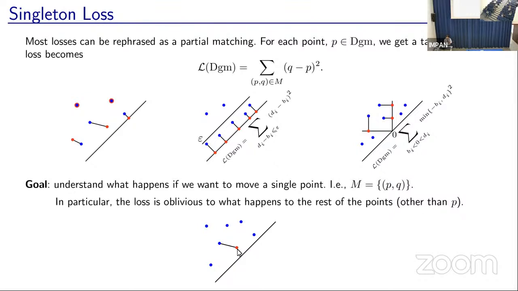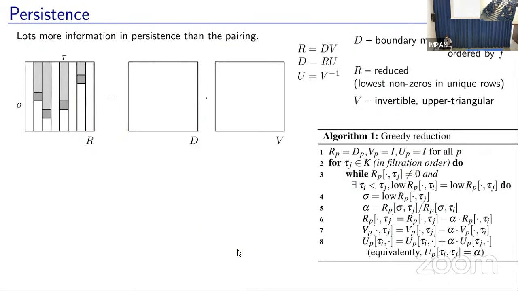Okay, so let's open the persistence black box. By this I mean the persistence pairing. The way this works, this is the standard reduction due to Edelsbrunner, Letscher, and Zomorodian, is that you have some simplicial complex and your filtration, so you take the boundary matrix of the simplicial complex, you order the rows and columns with respect to the filtration, then you reduce it. You reduce it, meaning that you compute the matrix R such that the lowest nonzeros are in unique rows. And it's exactly these nonzeros that give you the persistence pairs.